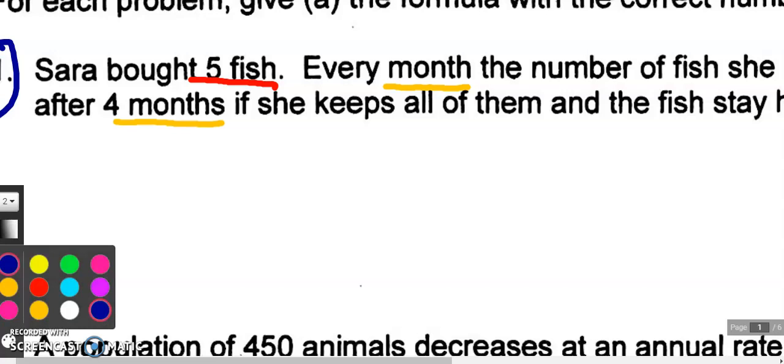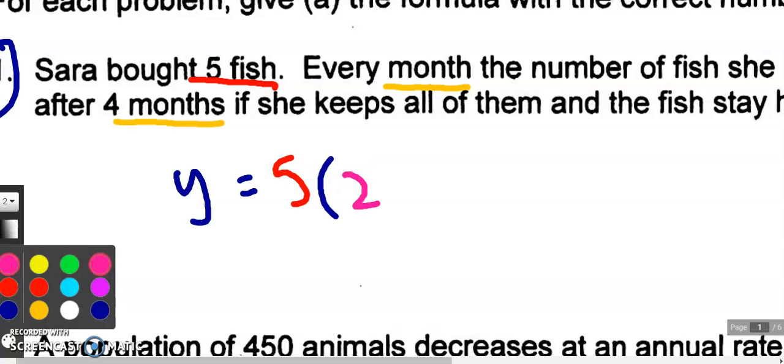So let's set up our equation. We said that we start with 5 fish. We said that every month, the number of fish doubles. And we're going to let the number of fish grow for 4 months.